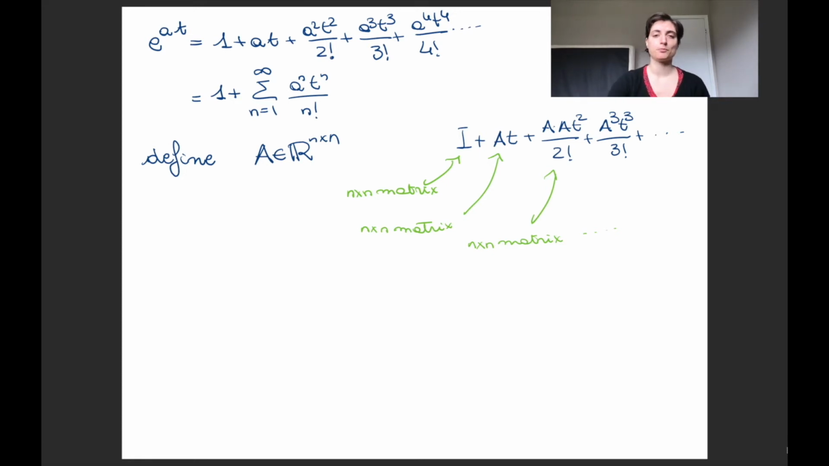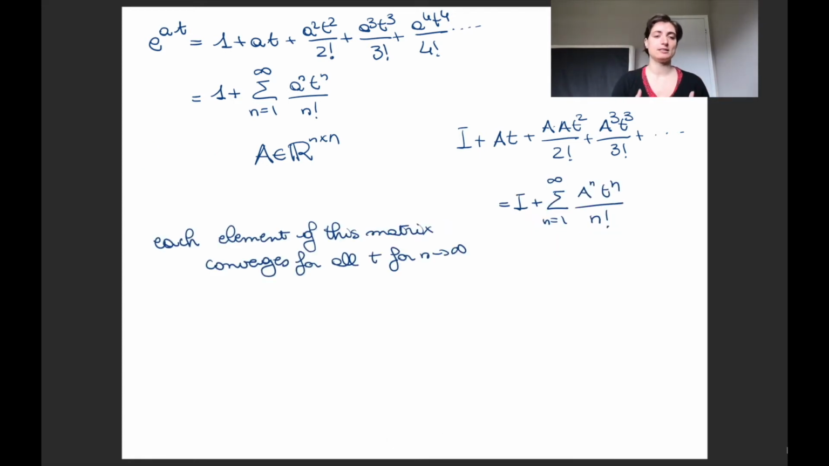can sum them up. We do that, and we write it as I plus the sum from n going from 1 to infinity of matrix A to the power n times t to the power n divided by n factorial. Each single element of this matrix converges for all t for n tending to infinity. So it is a well-defined power series with radius of convergence infinity. So we're good in that sense. We now define the exponential of the matrix A times t as this series that we just introduced.